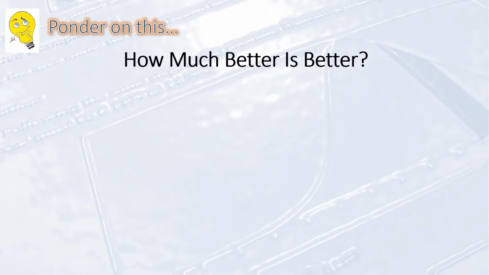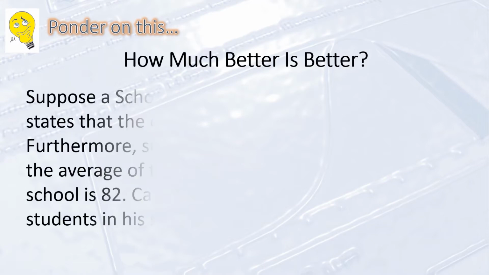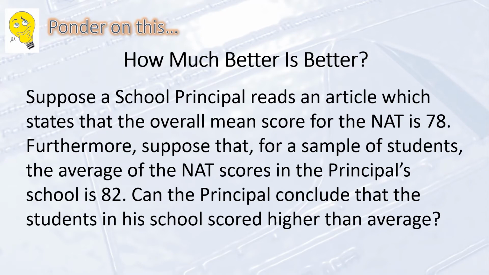Before we continue, let us ponder on this. How much better is better? Suppose a school principal reads an article which states that the overall mean score for the NAT or the National Achievement Test is 78. Furthermore, suppose that for a sample of students, the average of the NAT scores in the principal's school is 82. Can the principal conclude that the students in his school scored higher than the average?